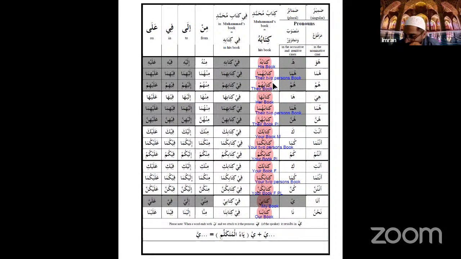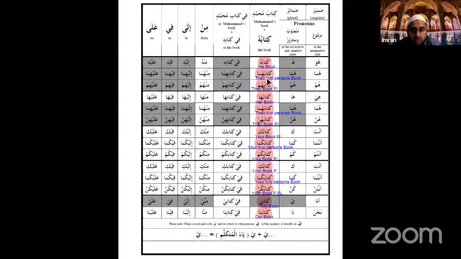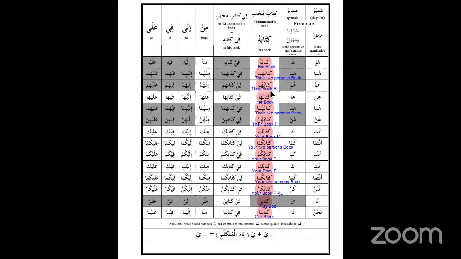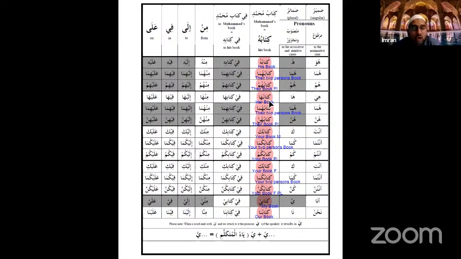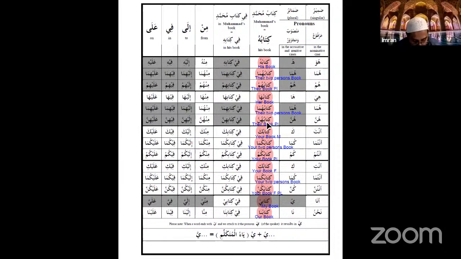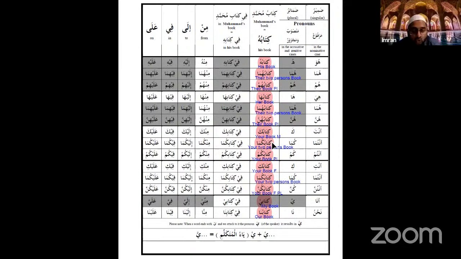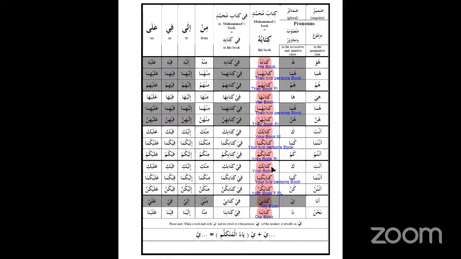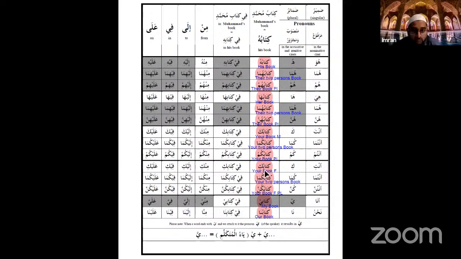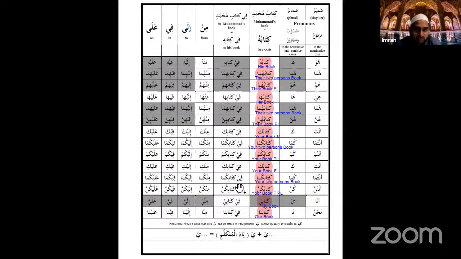Let me do another one with you. Let's do the word baytun. Baytuhu, baytuhuma, baytuhum, baytuha, baytuhuma, baytuhunna. Baytuka, baytukuma, baytukum, baytuki, baytukuma, baytukunna. Correct. Bayti, excellent. Baytuna, excellent.